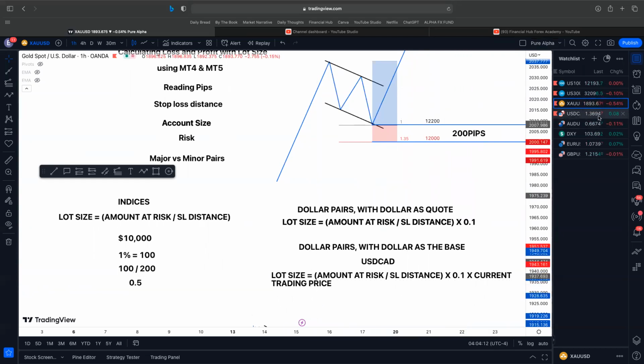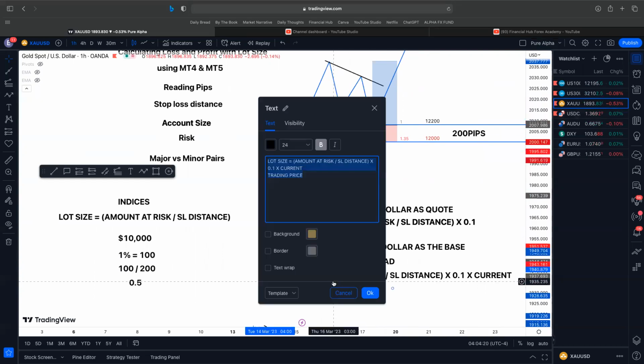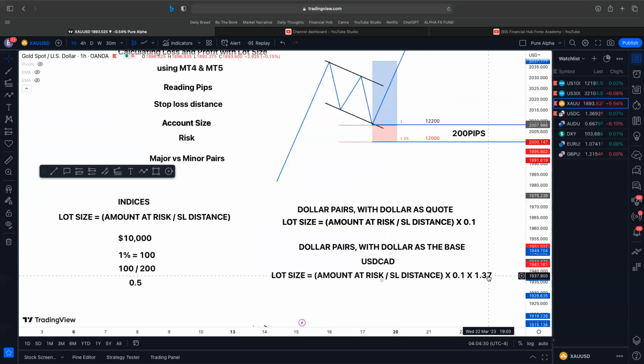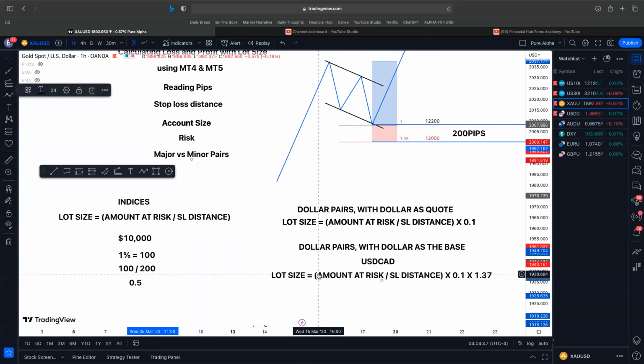For example, USD CAD right now is trading at 1.3693, basically 1.37. So you calculate that times 1.37, the current trading price. That's how you're going to get the right lot size on that one. If the price changes, maybe this is 1.35, you calculate by 1.35, the current trading price. So that's how you do different lot sizing with different things, because these are major pairs, minor pairs.